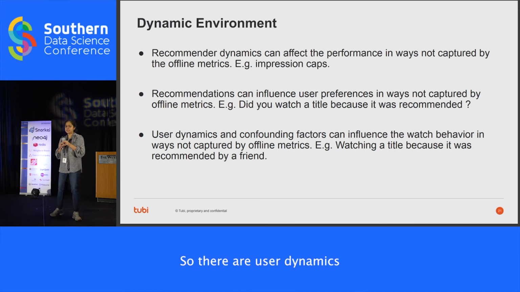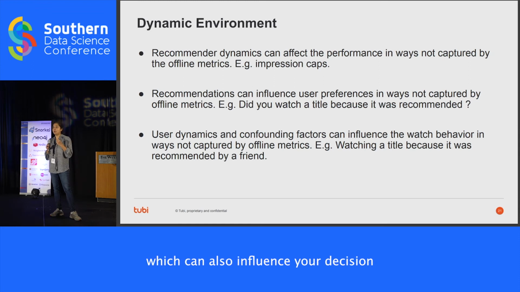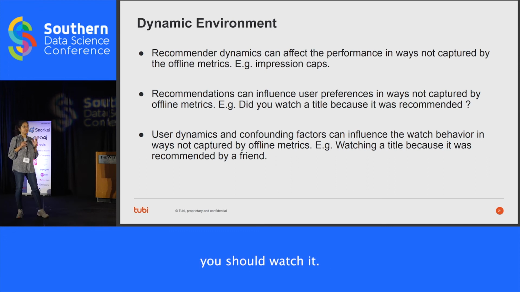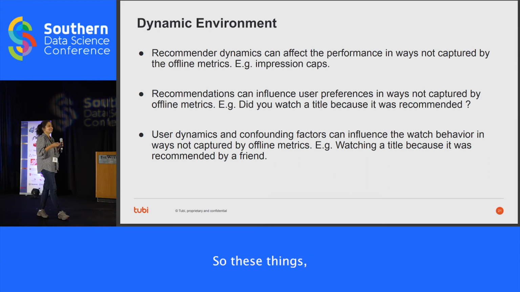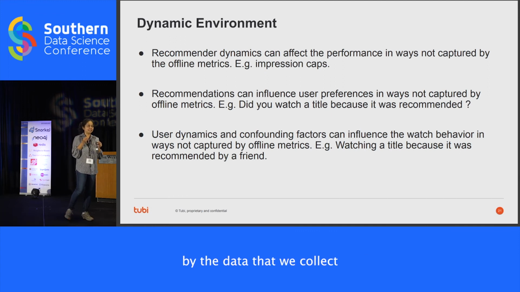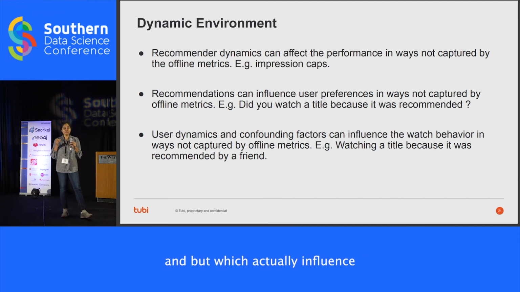There are user dynamics and other confounding factors which can also influence your decision and watch behavior, which cannot be captured by offline metrics. For example, watching a title because maybe my friend told me, okay, this is a good title, you should watch it. So these are various nuanced dynamics which cannot be captured by the data that we collect, but which actually influence the decision of a user to watch a title, and which need to somehow be taken into account when we generate these metrics.